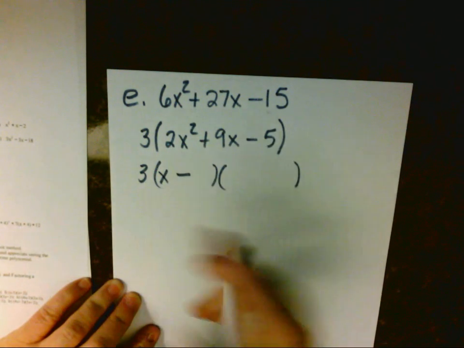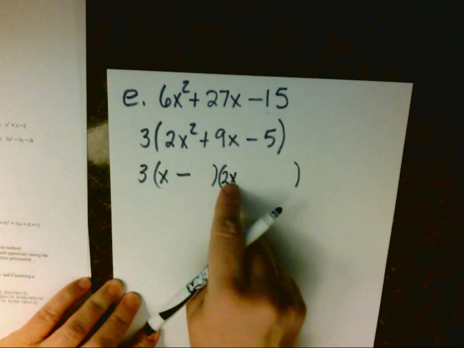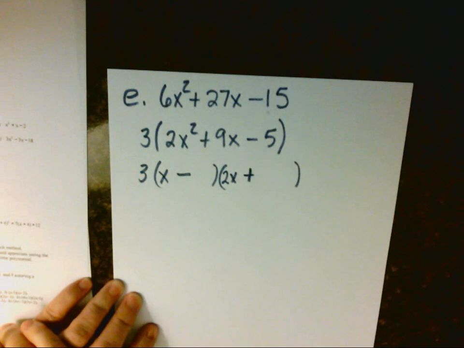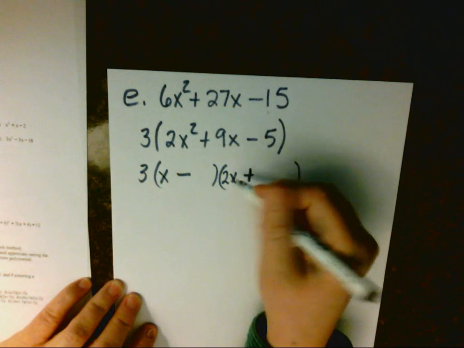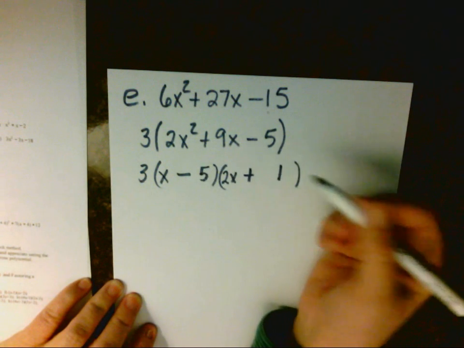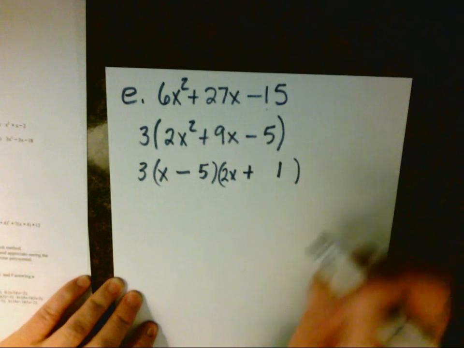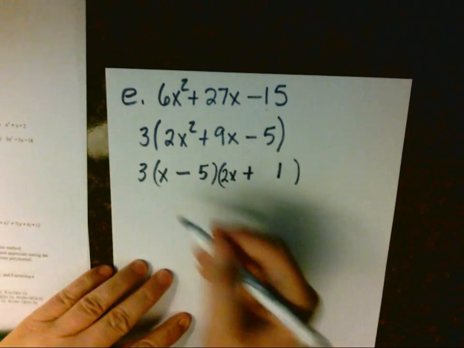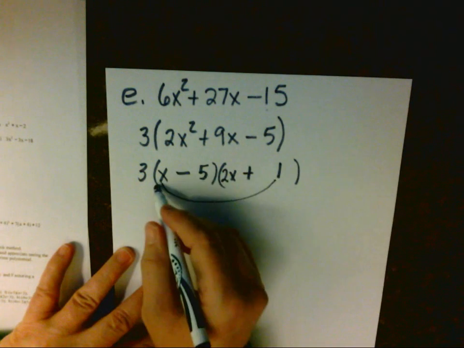So to get a 2x, I'm going to have an x times a 2x, right? That'll give me a 2x squared. I have to have one of each sign. Okay, let's try a 5 times a 1. See how we do. I hope I get it the right first time. I'll be lucky if I do. I often have beginner's luck, though, so we'll see. Though I am not a beginner at factoring, by the way.